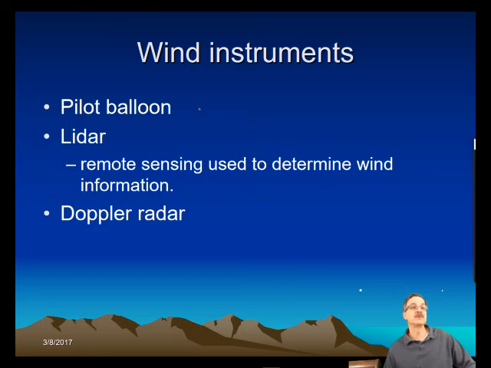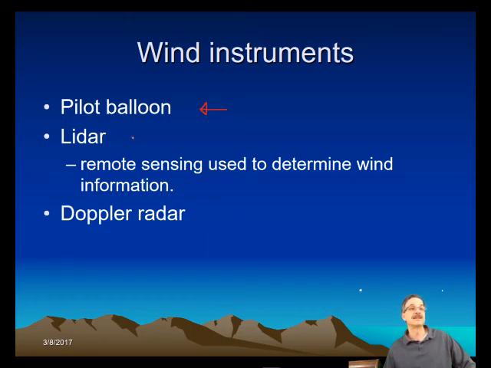Other instruments we use include something called a pilot balloon. Basically, they fill a balloon full of helium and release it, and then they track this balloon with a telescope as it moves away, and they record this and figure out its direction and wind speed.